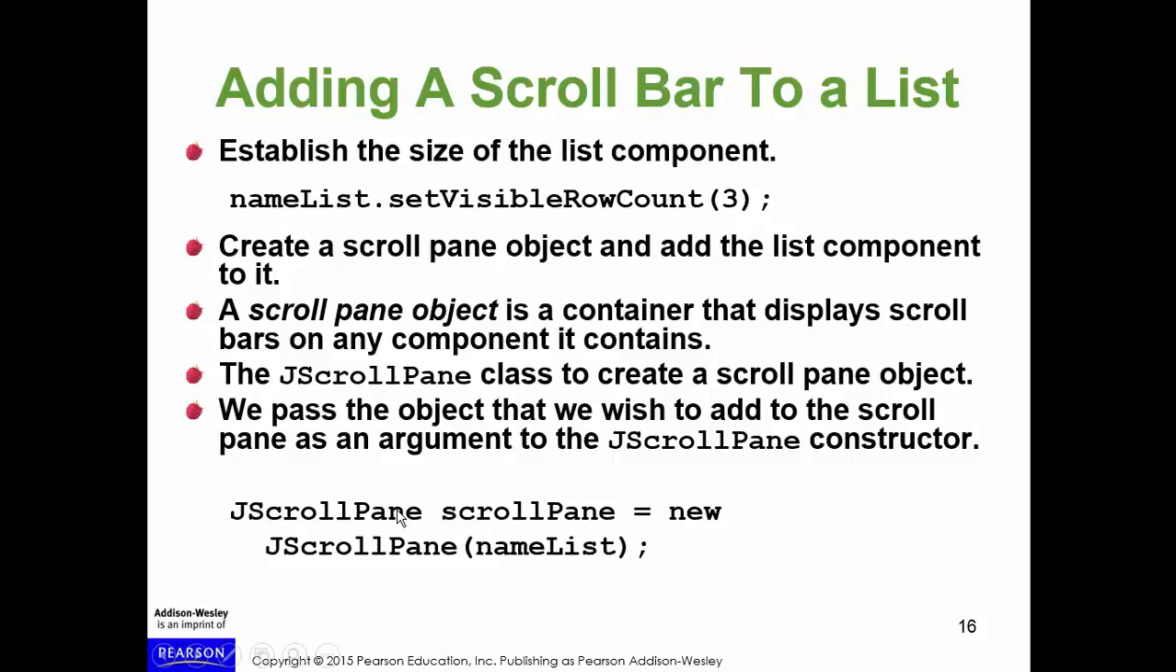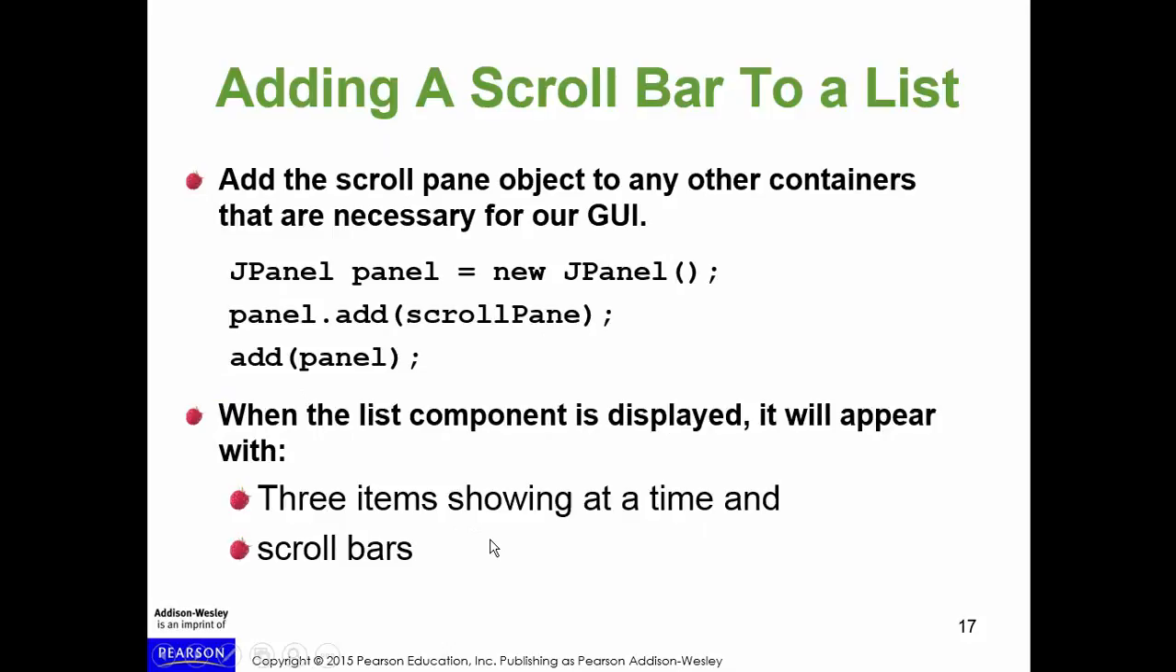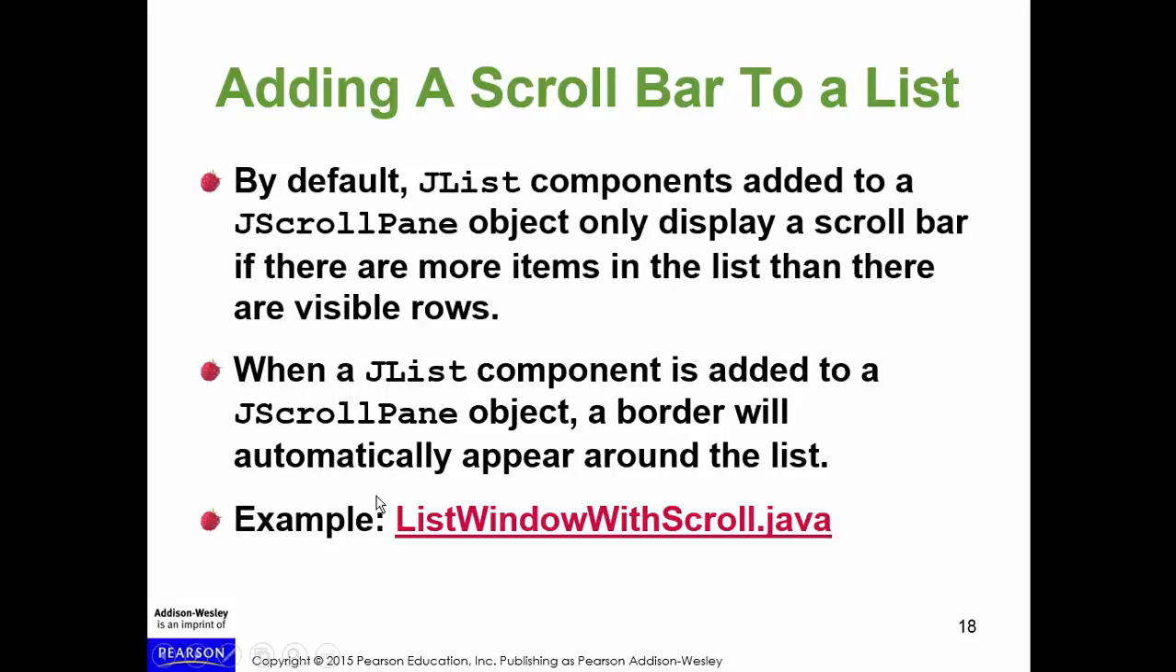All right, and here's the scroll pane, which is a member of the JScrollPane class. And as it says, it creates a scroll pane object that will hold that array that has our name list in it. So you create the panel, you add the scroll pane to the panel, all right? Just like you would any other GUI component. When the list is displayed the way that it was set up previously, it'll show 3 items at a time, and it will show scroll bars, because that's what you've asked to have happen.